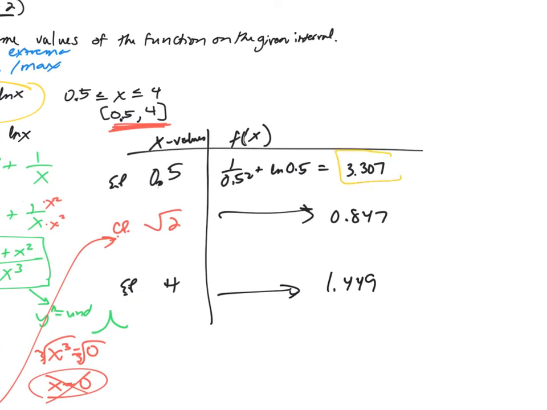So it looks like this one is the highest, and it looks like this one is the lowest. So we have the absolute max, absolute min. What about this one? Not important. What that's going to end up being is a local extrema.